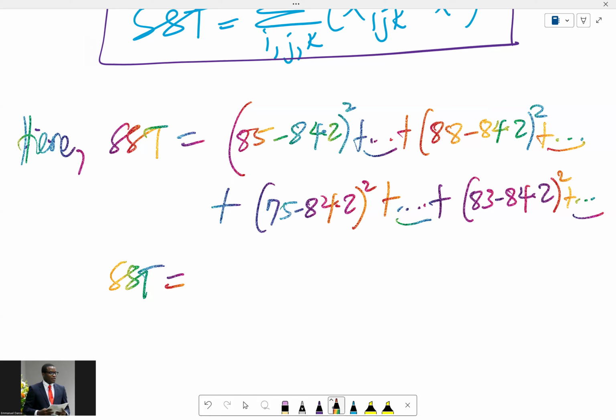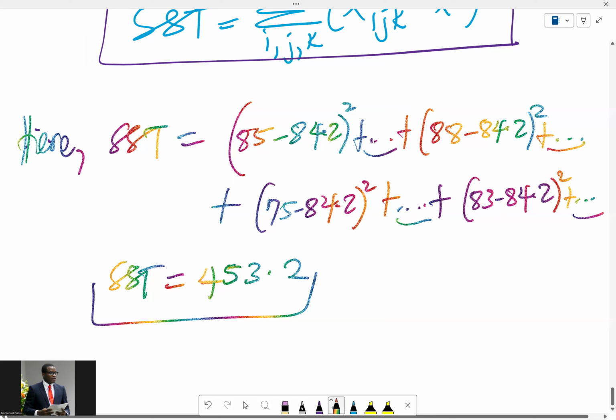So the sum of squared total is 453.2. That's a lot, 453.2. So that is the sum of squares total.